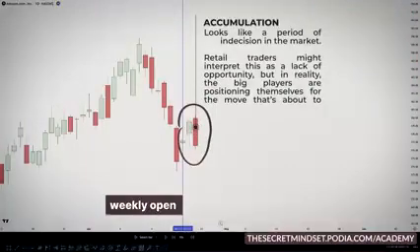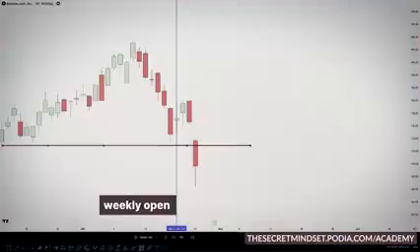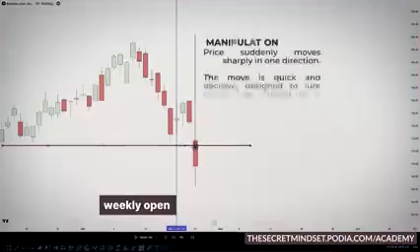Retail traders might interpret this as a lack of opportunity, but in reality, the big players are positioning themselves for the move that's about to come. During this phase, large players are collecting liquidity by filling their orders without causing much movement in price, which could otherwise draw attention from other traders. The price may oscillate slightly, but it remains close to the weekly open, keeping traders guessing about the next big move. After 1 or 2 days of trading near the open, the next phase of manipulation begins.